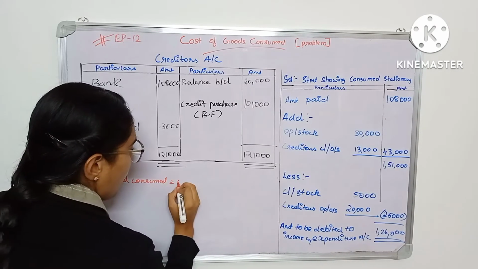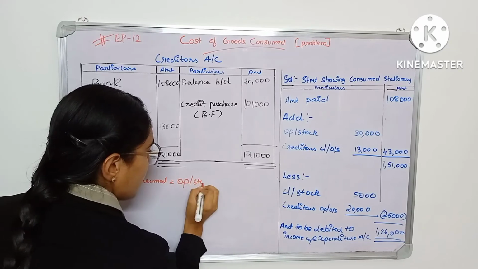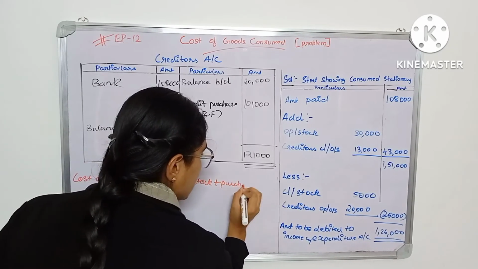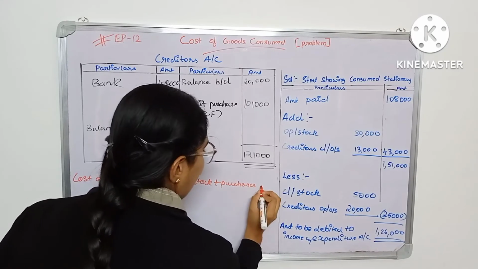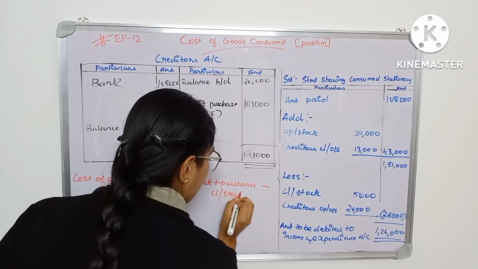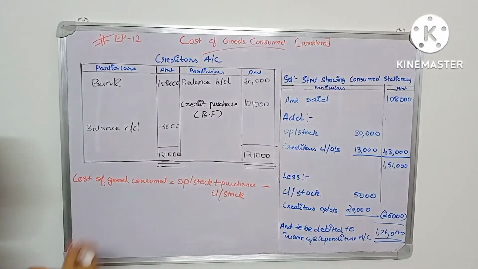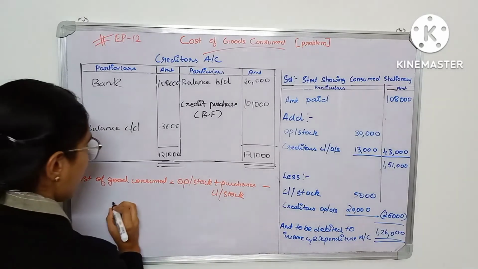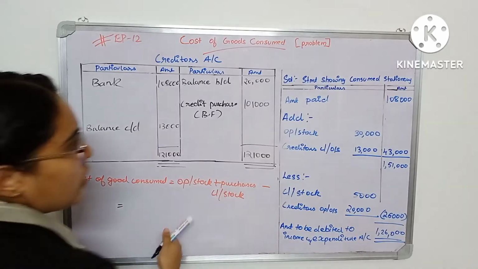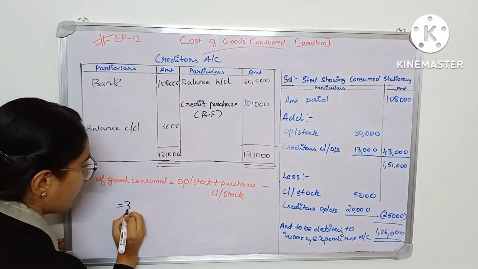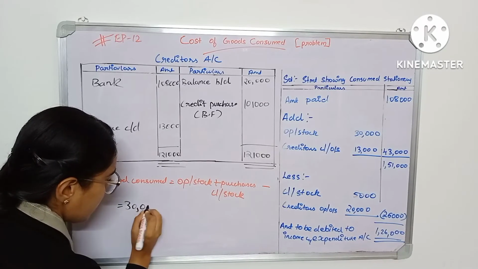Cost of goods consumed is equal to opening stock plus purchases less closing stock. This is the formula to find the cost of goods consumed. Now I am going to apply the values here. How much is the opening stock? The opening stock is 30,000. So I am going to write 30,000.